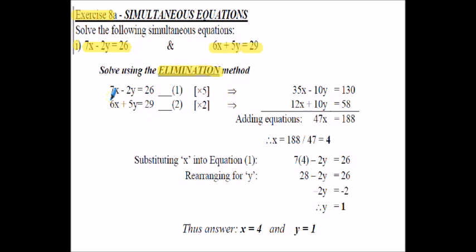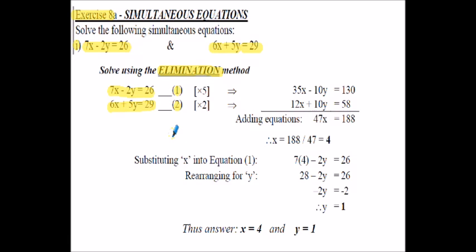Writing the equations from the question, we get 7x minus 2y is equal to 26. I've called that equation 1. And 6x plus 5y is equal to 29. I've called that equation 2. Now with the elimination method, what we've got to try and do is make the coefficients, that's the numbers, associated with either the x or the y to be the same. So in this particular case, I'm going to factor up the y coefficients to make them the same, and then I'm going to add the equations to eliminate the y terms.